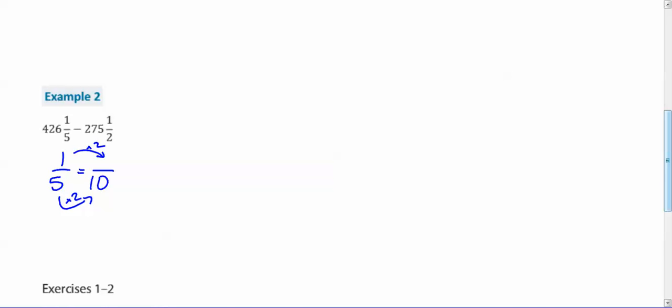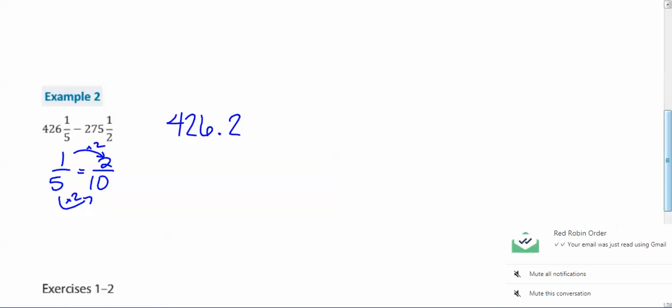All right, so 1 times 2 is 2. So this first number here, we're going to have 426 as our whole number and 2/10. So that's going to be 0.2. All right, the next number we have 1/2. So I'm going to do this one down here, 1/2.